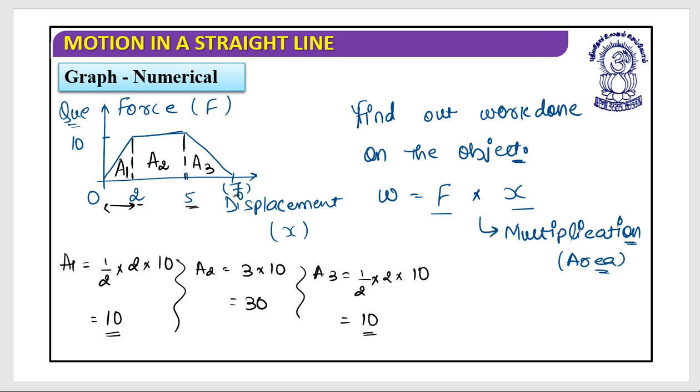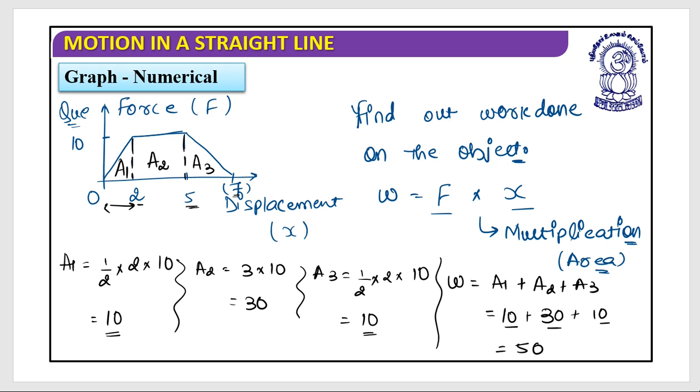You can even use the direct formula of the trapezium. You might know that. So final work done would be equal to A1 plus A2 plus A3. And if I add up these three, it is 10 plus 30 plus 10. So 10 plus 10 is 20, 20 plus 30. This is 50.